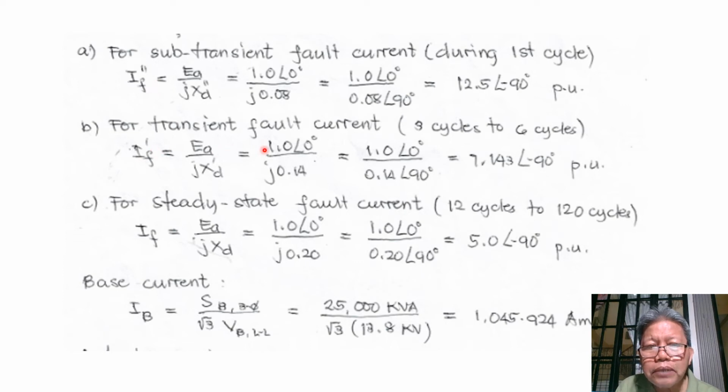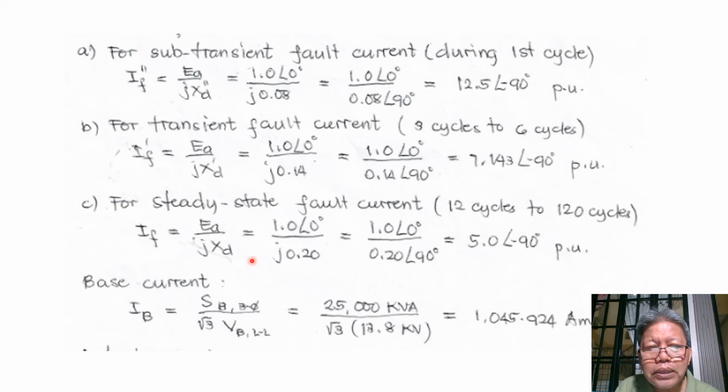Now for the transient fault current, which occurs between 3 cycles to 6 cycles, our transient fault current IF' is equal to Ea, and the reactance of the generator is changed into Xd'. So substituting the values, Xd' is 0.14, and so we have a per unit value of 7.143 at an angle of minus 90 degrees per unit.